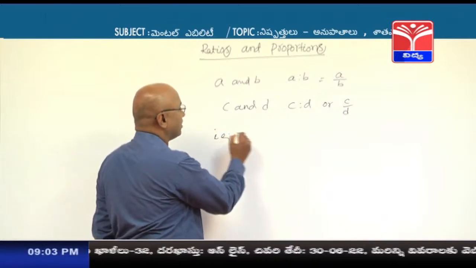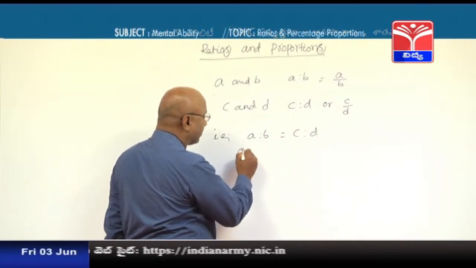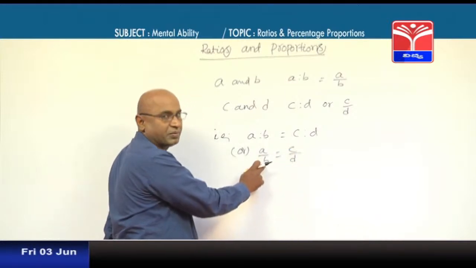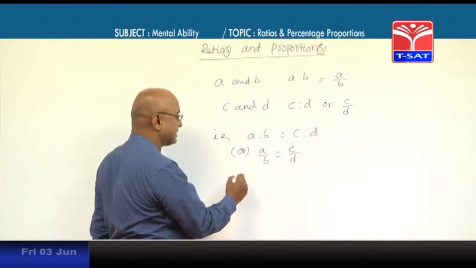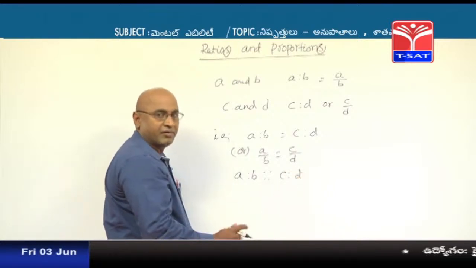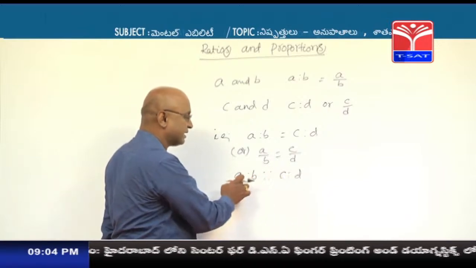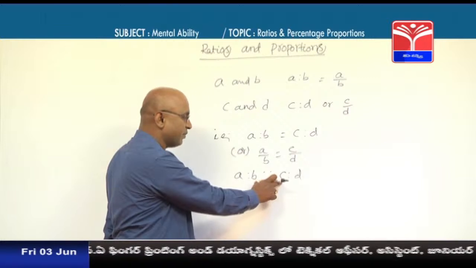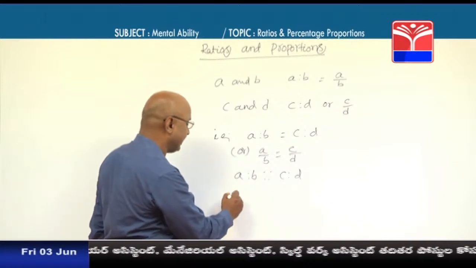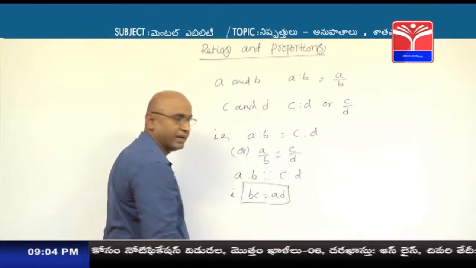If two ratios are equal, they are said to be in proportion. That is, A is to B is equal to C is to D, or A by B is equal to C by D, then they are said to be in proportion. The proportion can be written as A is to B as C is to D. When two ratios are in proportion, the product of means is equal to product of extremes. Here B and C are known as the means and A and D are known as the extremes. That is BC equal to AD. It is the main important formula to remember.